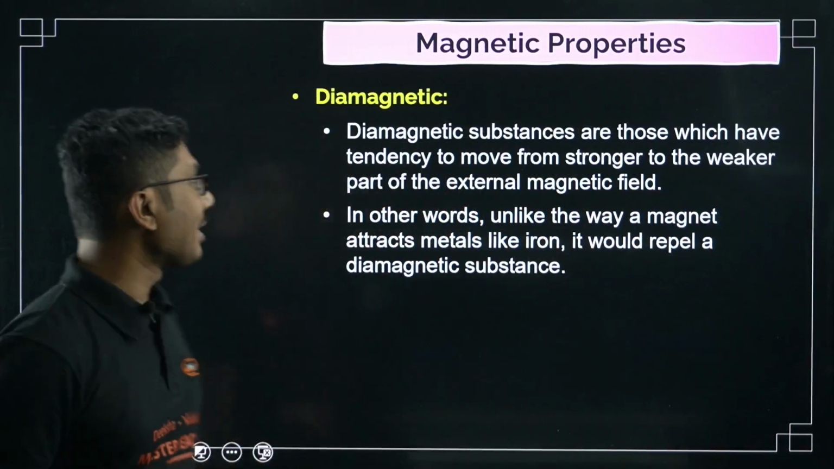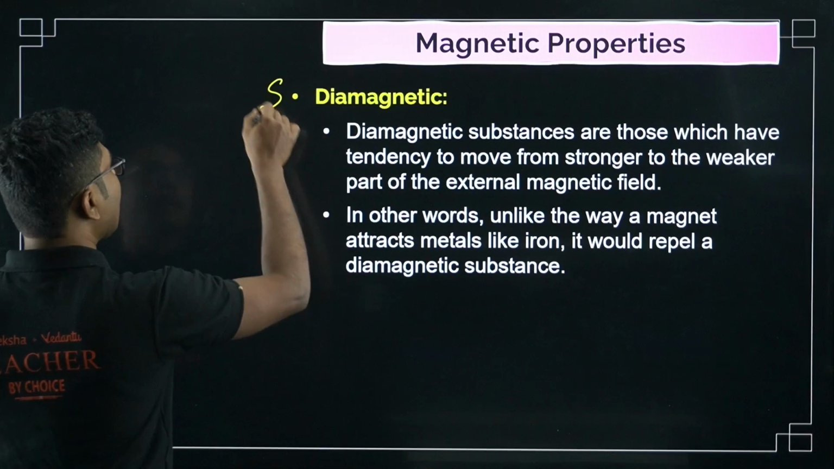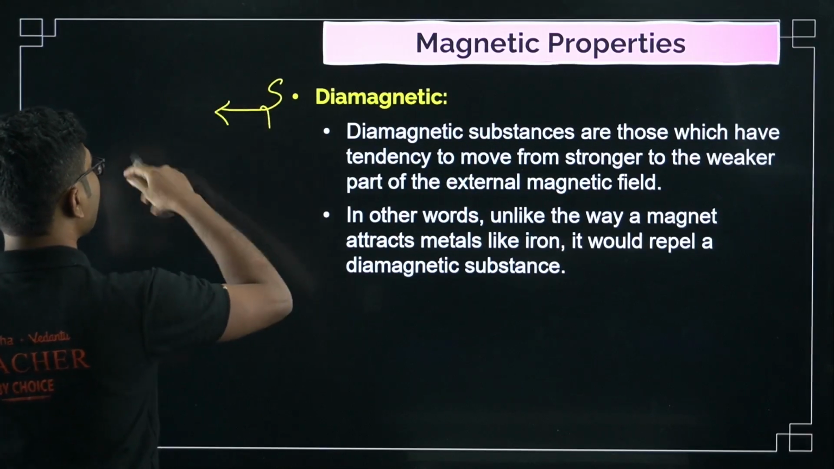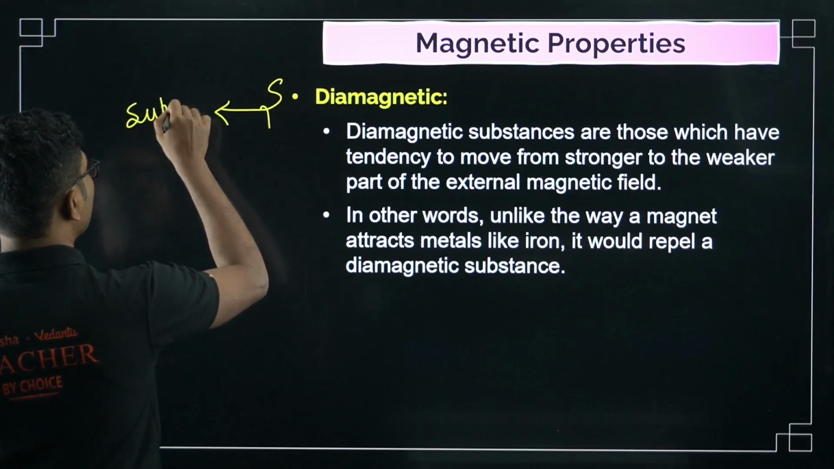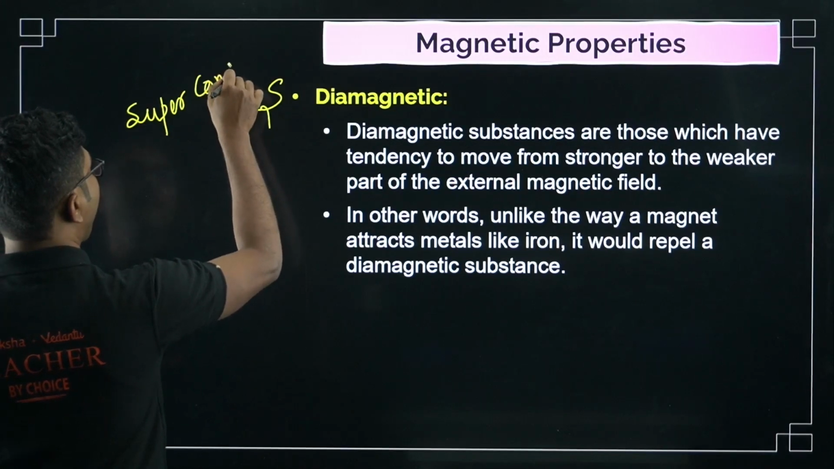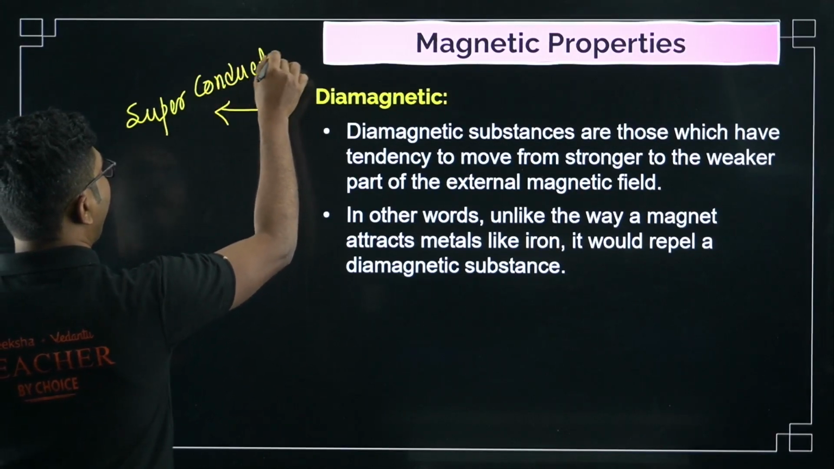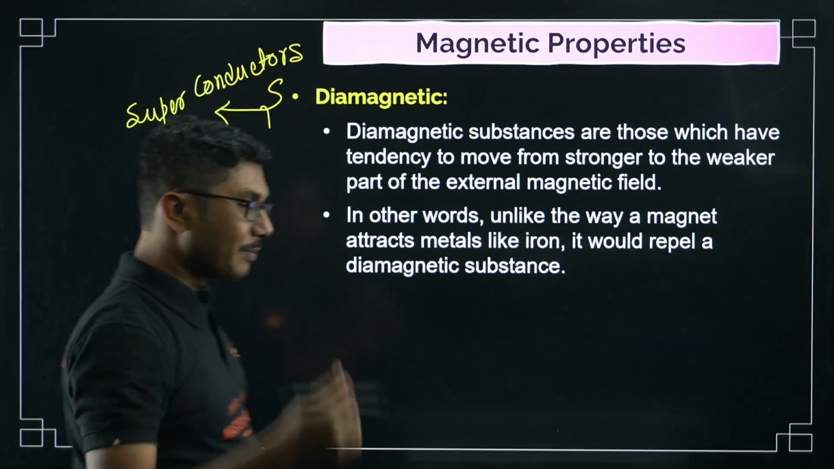Examples of diamagnetics are superconductors at absolute zero temperature. When you get superconductors, they are perfect diamagnetics. They actually get repelled by the magnetic field.